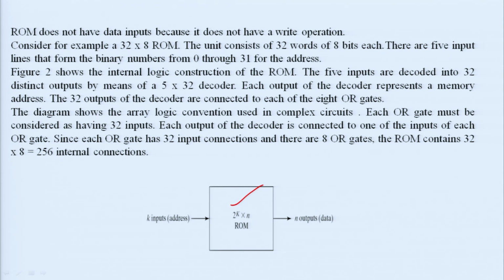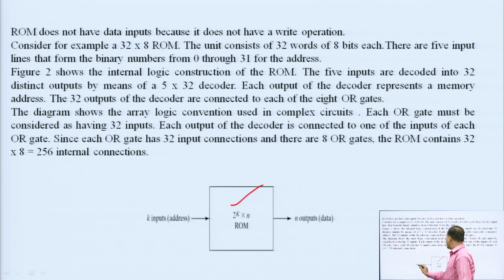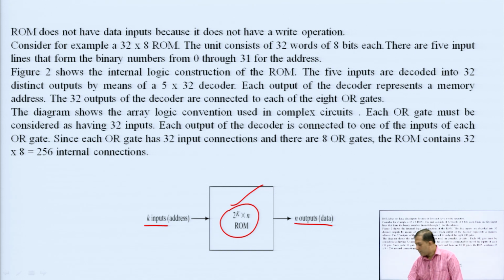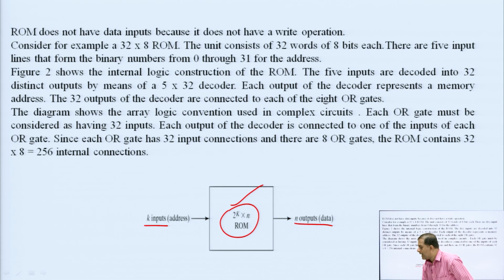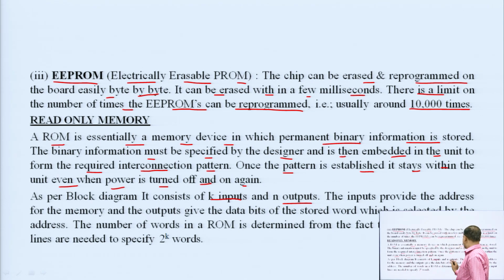As per the block diagram we have already seen, this is the block diagram of ROM. You can see that there are k inputs and n outputs. So the size of the ROM will be 2 to the power k cross n. The inputs provide the address for the memory, and the outputs give the data bits of the stored word, which is selected by the address.